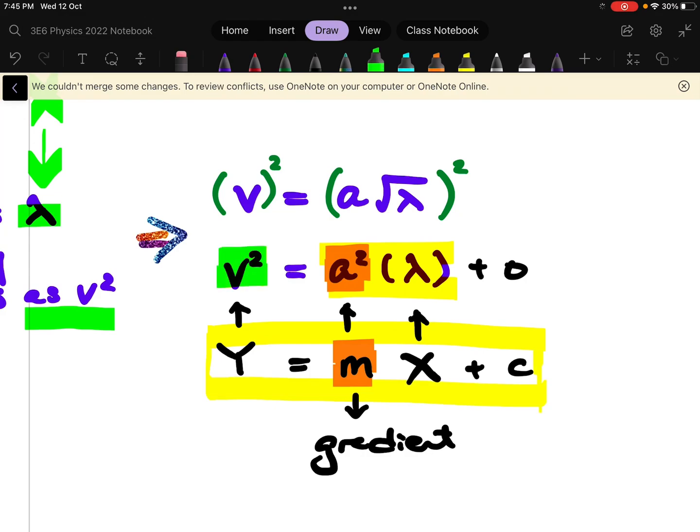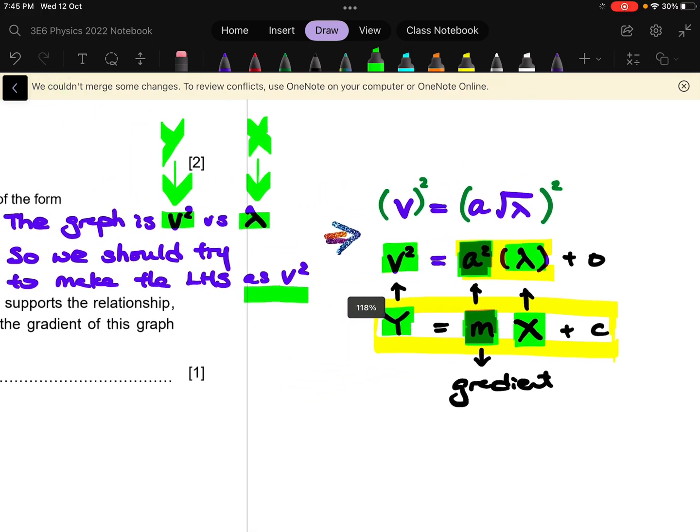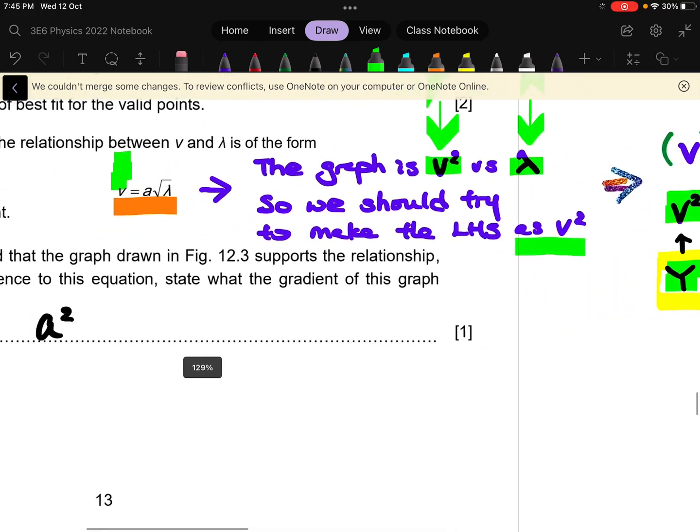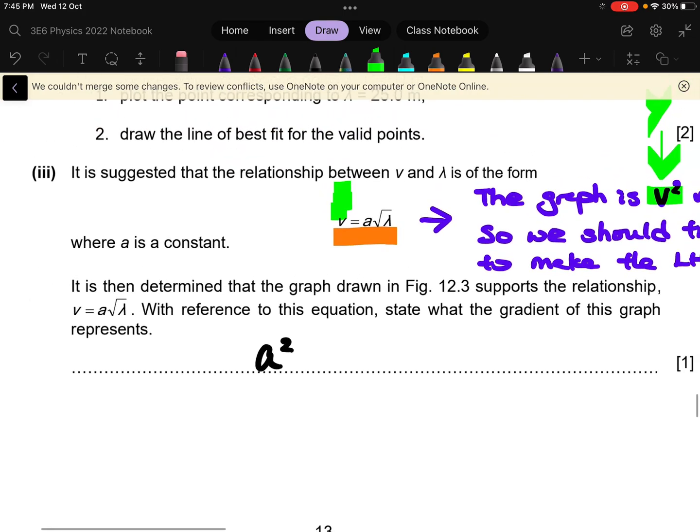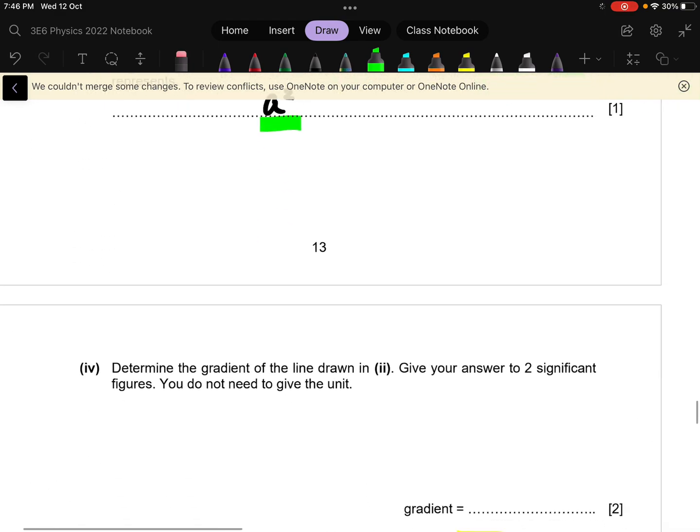You can see here, v squared will take up your y position, lambda will take up your x position. This means that the gradient of your graph will be a squared. So a squared here doesn't mean acceleration. It is just a random parameter that we introduce. It is also not your frequency. It is just something that we make up. So the gradient of this graph will be represented by your a squared.